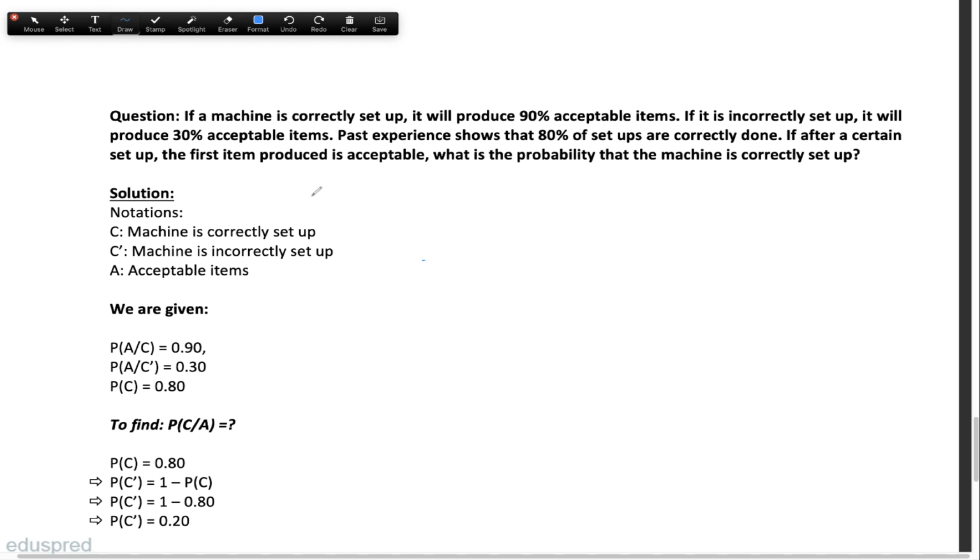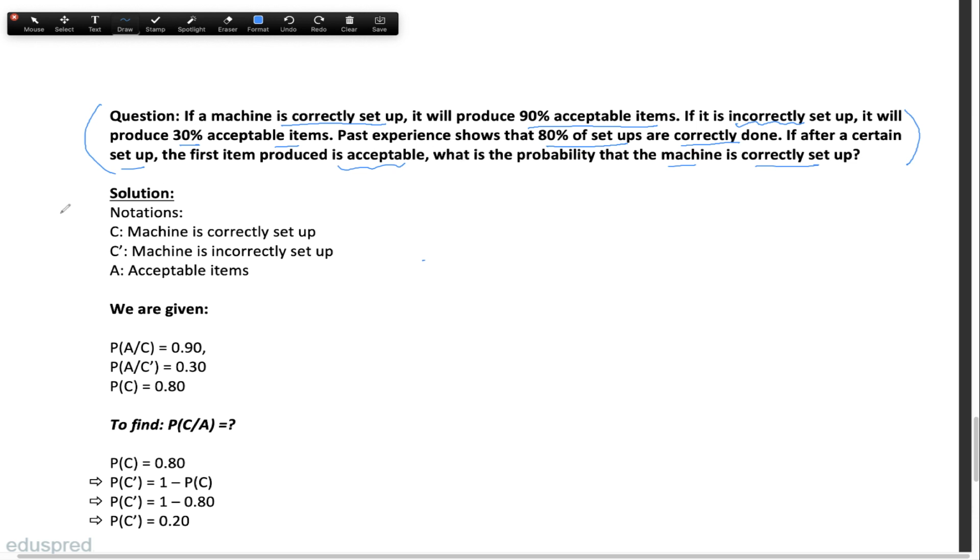In this video, I'm going to solve this question. If a machine is correctly set up, it will produce 90% acceptable items. If it is incorrectly set up, it will produce 30% acceptable items. Past experience shows that 80% of setups are correctly done. If after a certain setup, the first item produced is acceptable, what is the probability that the machine is correctly set up? Okay, so there is a lot of information given in this question.